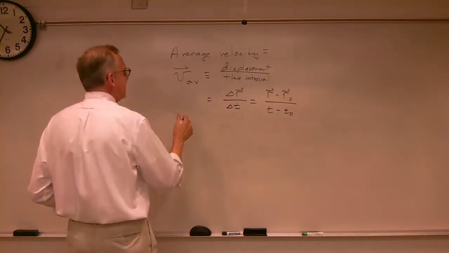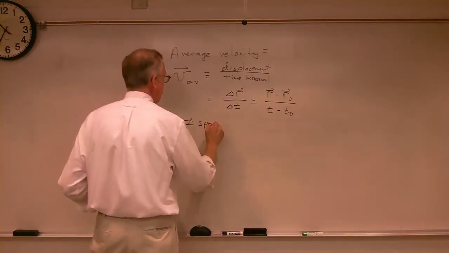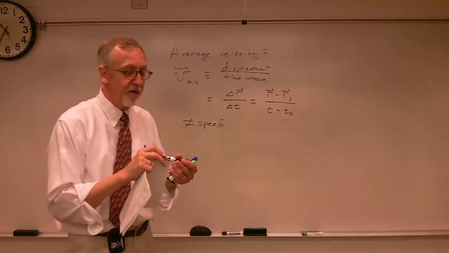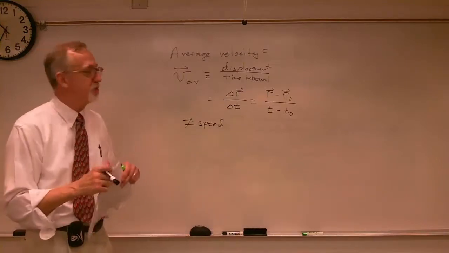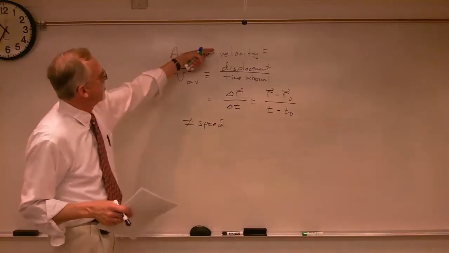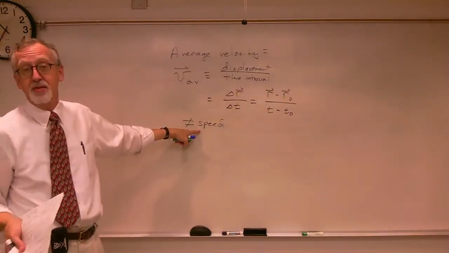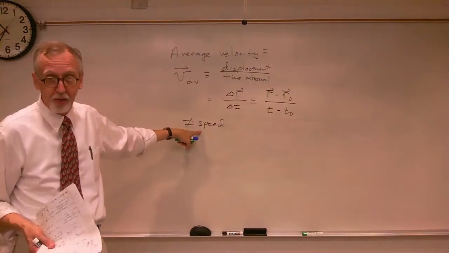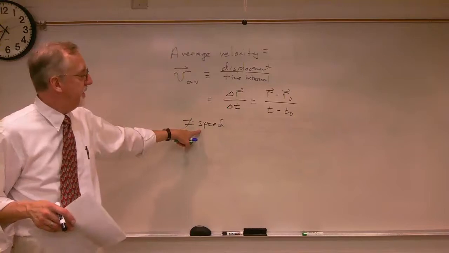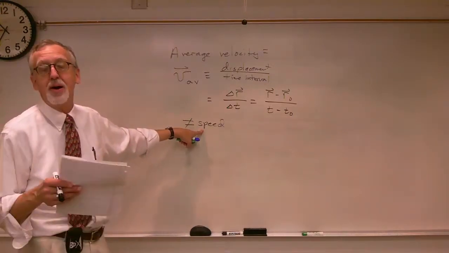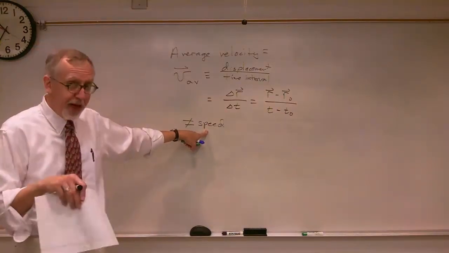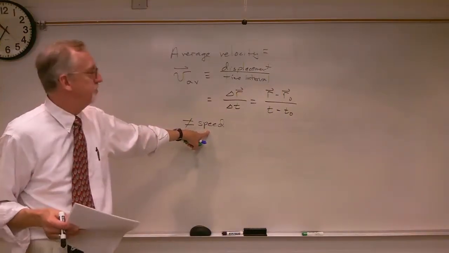Now be careful, this is not the same as speed. In physics we will use some terms that are very commonly used in ordinary everyday language, but we will use them with a very, very specific definition. For example, velocity is often used to mean the same thing as speed in ordinary everyday language. However, speed is a scalar in physics. Speed is a scalar. It has no direction. So when you talk about the speed of something, you're talking about how fast something is moving, but without the direction. So it's just a scalar.